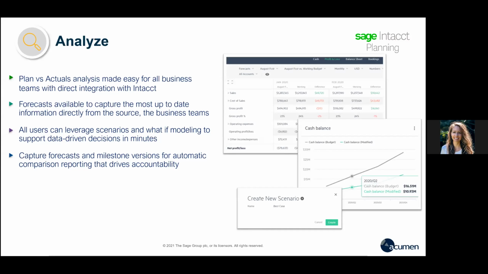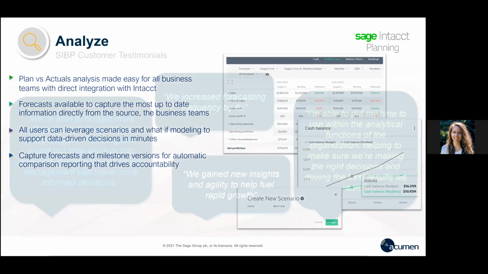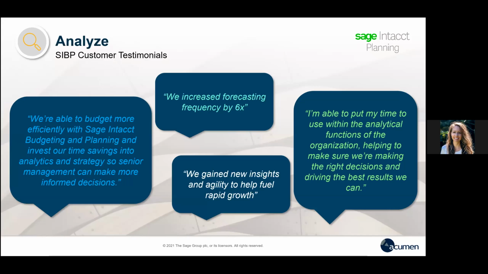All right, and back to our PowerPoint here. Some of our customer testimonials around the analysis piece. You know, we increased forecasting frequency by 6 times. They gain new insight and agility to help fuel rapid growth. Lots around time savings in their analytics and strategy, so senior management can make more informed decisions. So just having this information that is connected with Sage Intacct, as well as the ability to have different forecasts within the planning tool, really does allow that full analysis piece for the financial statements.